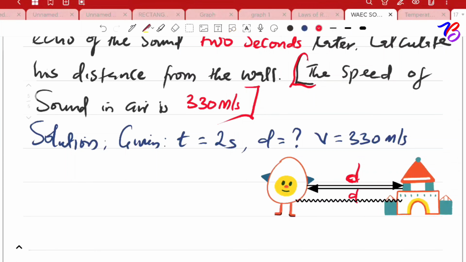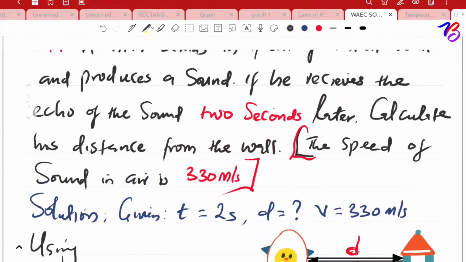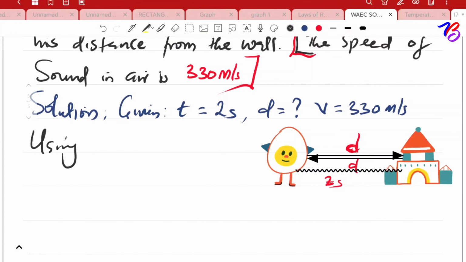Recall the time from the boy to the wall is given to be 2 seconds. Okay, the time for the echo. Are you here? So using V is equal to 2D over T. By substitution, we have 330 is equal to 2D divided by 2.